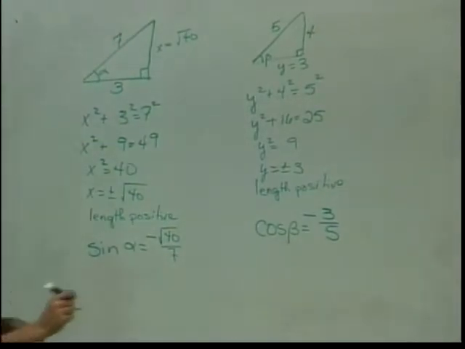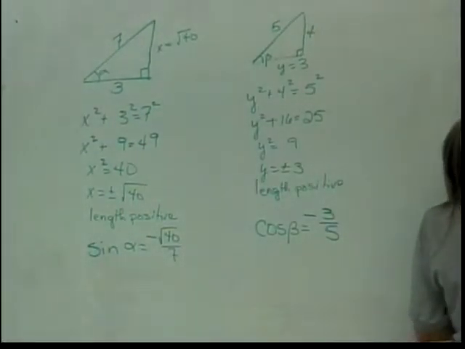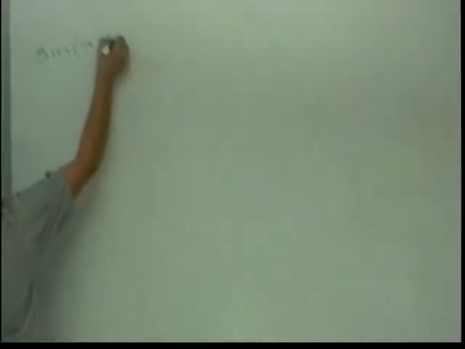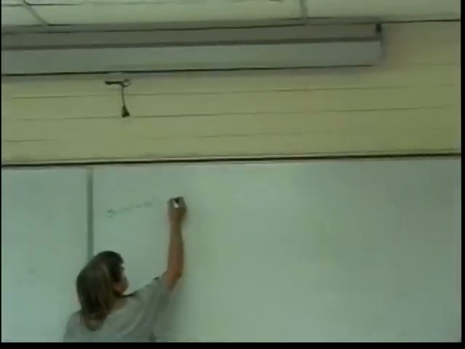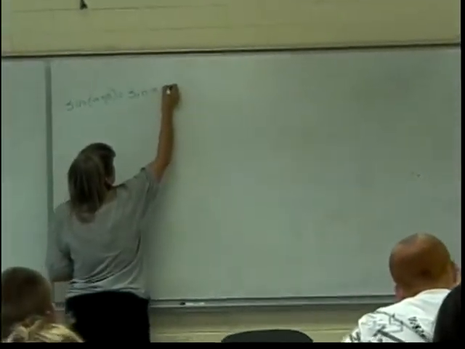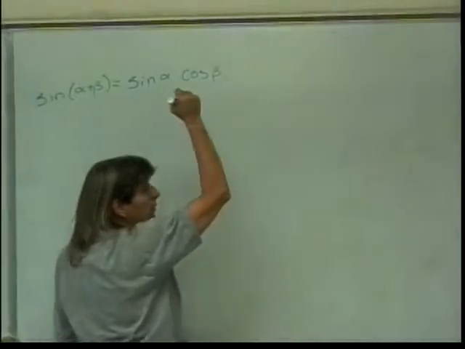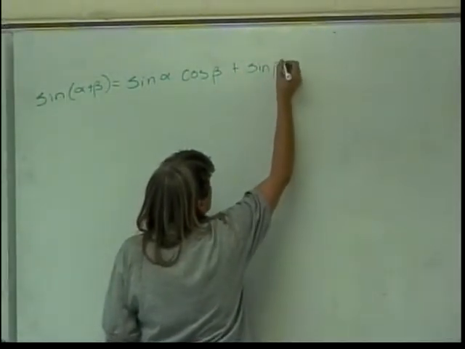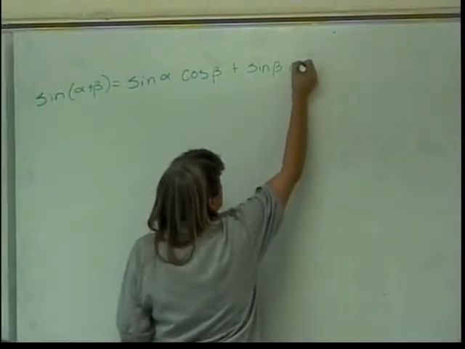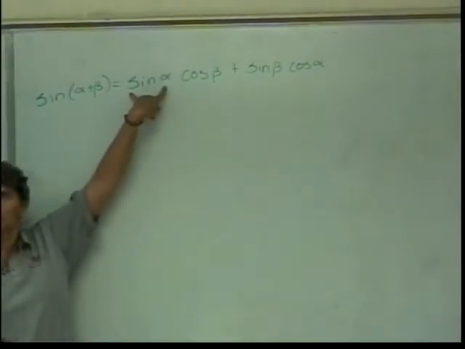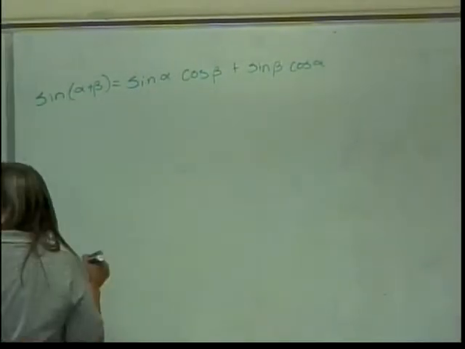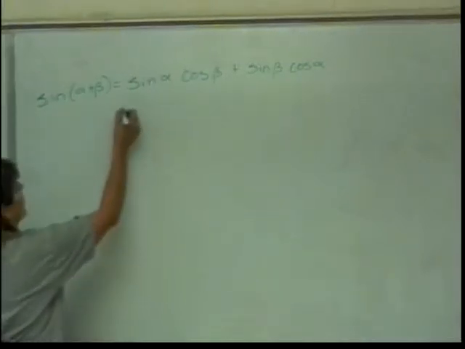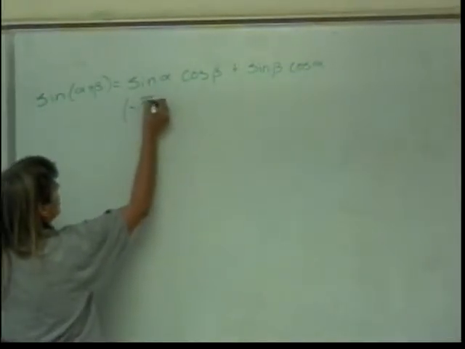All right, sine of alpha plus beta. According to the formula, what is that? Sine of alpha times the cosine of beta plus sine of beta times the cosine of alpha. Well, what's the sine of alpha? Square root of 40 over 7. Negative, yes. So negative square root of 40 over 7.